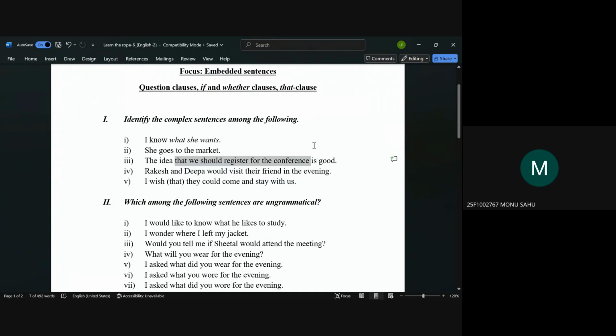Ma'am, it is a little confusing because I think "we should register for the conference is good" can be a good independent sentence. No, that we should register for the conference is good. Don't remove that. Just consider from "we should register for the conference." That is a good sentence, but when it is a part of another sentence, you cannot remove the subordinating conjunction that has to come along with the clause.